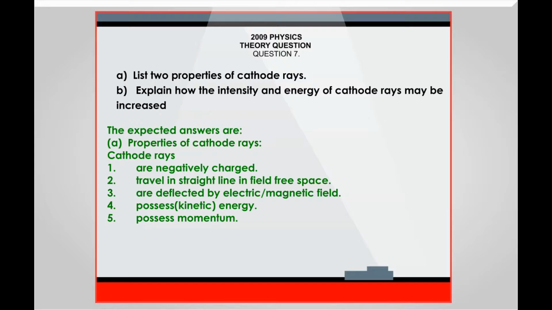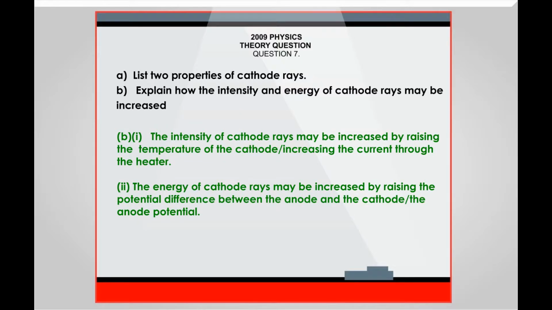A. Properties of cathode rays are: 1. Are negatively charged. 2. Travel in straight line in field-free space. 3. Are deflected by electric/magnetic field. 4. Possess kinetic energy. 5. Possess momentum.